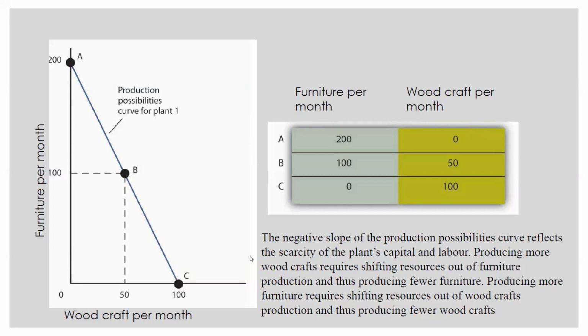And on the other hand, case number C, if we utilize all three plants for woodcraft production only, then we will not be able to produce any furniture per month, but we'll be able to produce 100 woodcrafts per month. So these are three scenarios of this case.